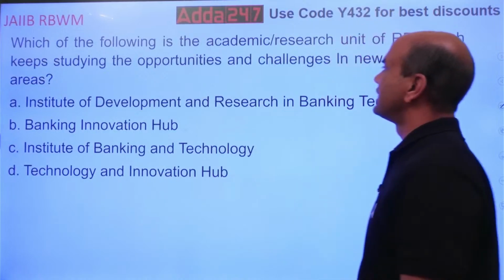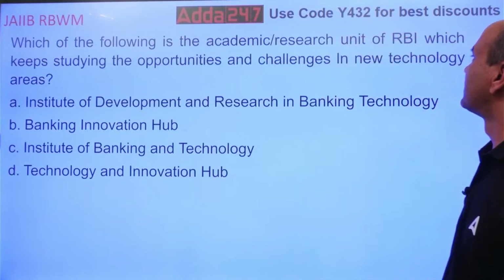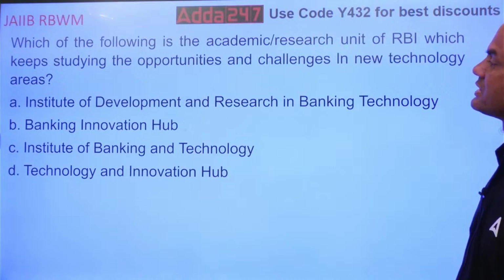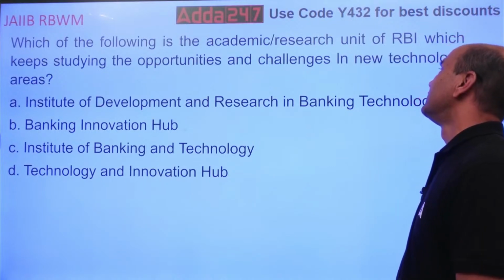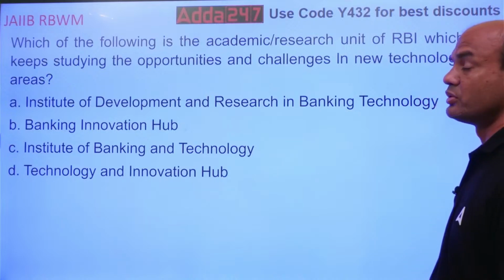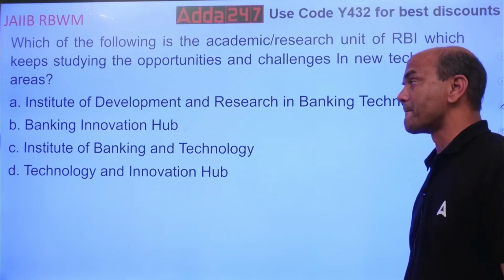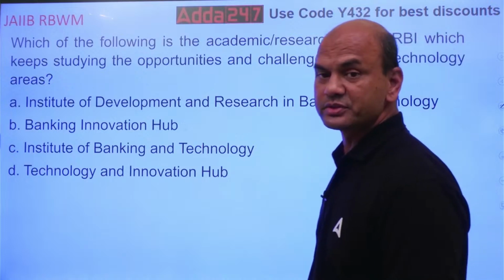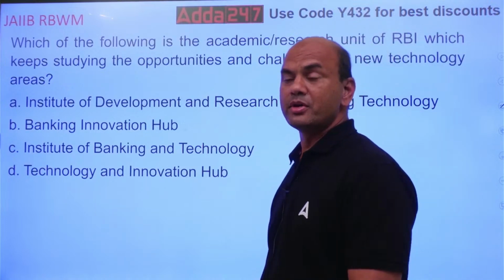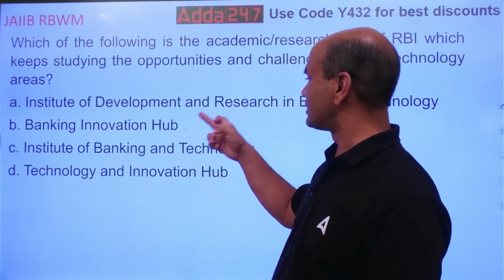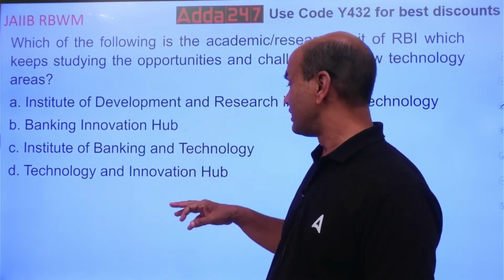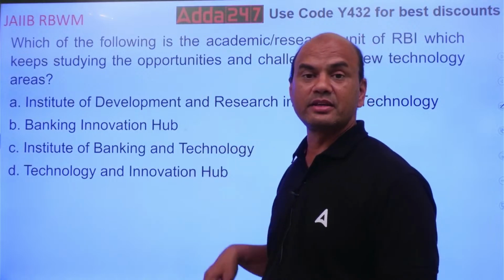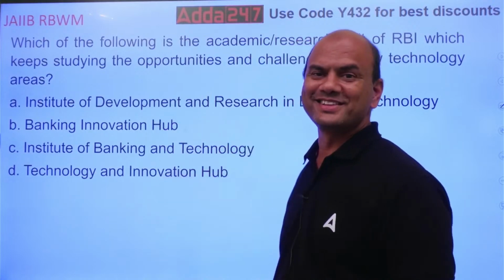Which of the following is the academic research unit of RBI which keeps studying the opportunities and challenges in the new technology areas? Now you'll get confused over here. Why? Because RBI has this also, this also, this also, and this also RBI has the stake in it. So RBI has the stake in all of these.